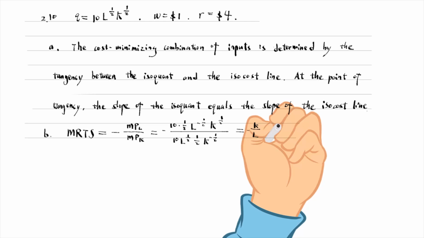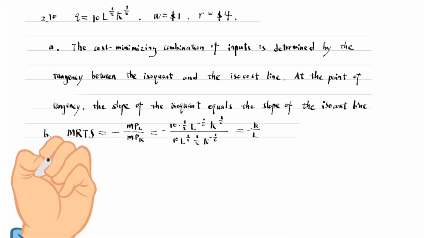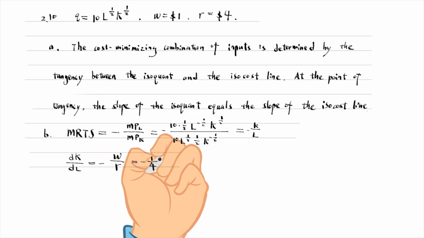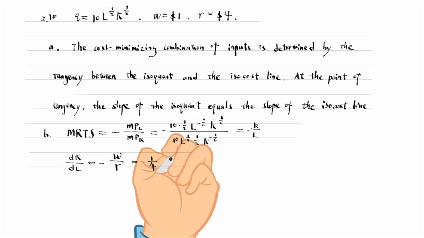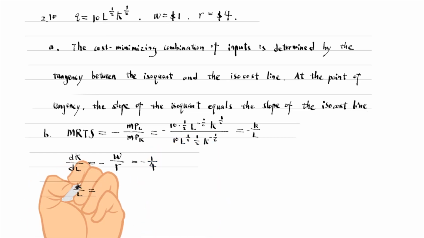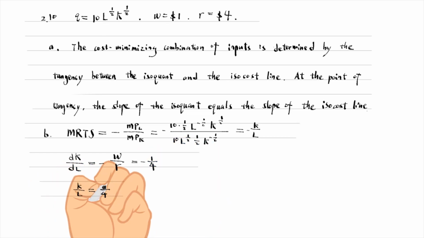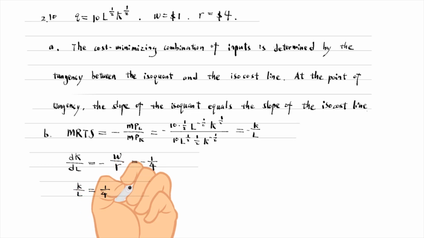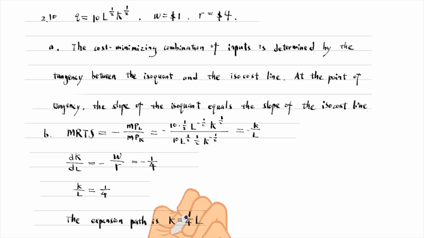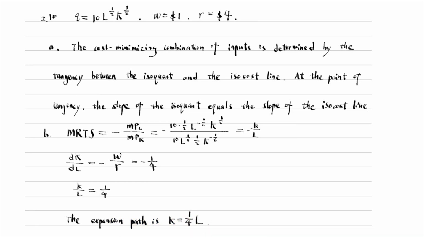It equals minus K over L. The slope of the isocost line is the negative of the price ratio of labor to capital. The two slopes are the same, so we have the expansion path equation. K equals L over 4.